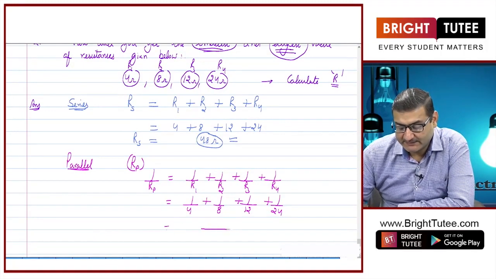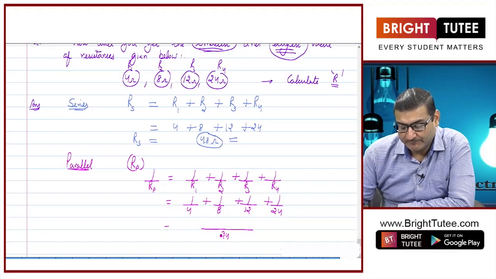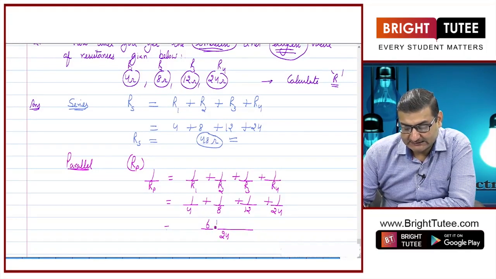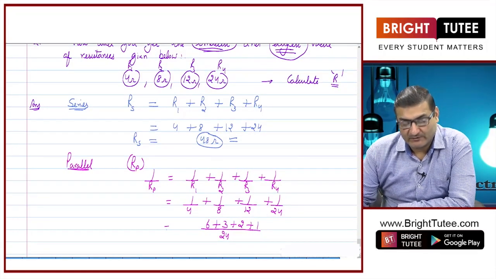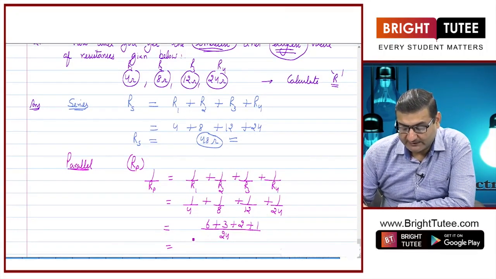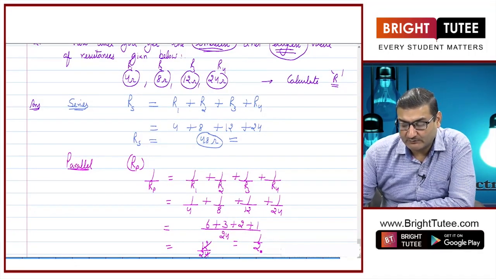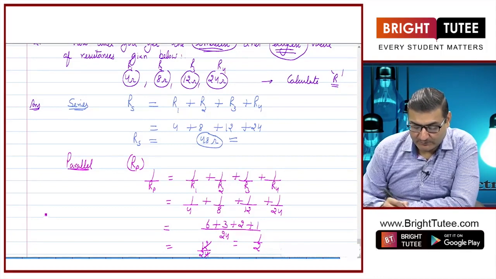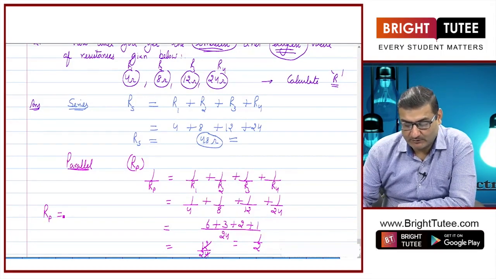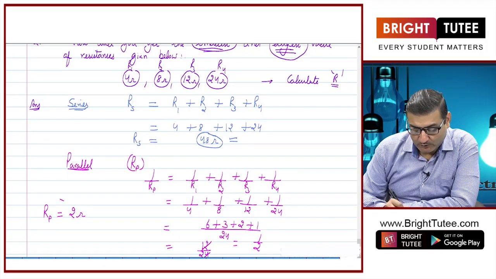When I take the LCM it comes out to be 24. So, here I will take 6 plus it is 3 plus it is 2 plus it is 1. Fine. So, getting the total of it, 6 plus 3 is 9, plus 2 is 11, and 1 is 12, it comes out to be 12 by 24. Striking it off, I will get 1 by 2. Now, this is 1 by R. So, if I will be calculating the resistance, then I will be taking the reciprocal and it will become 2 ohms.